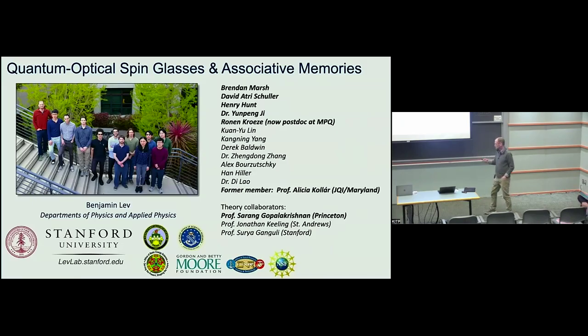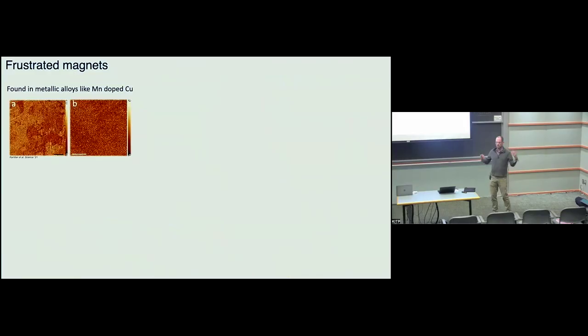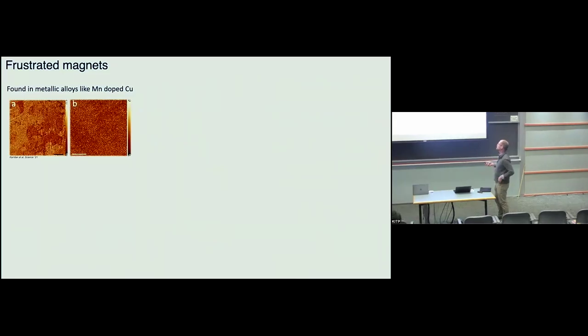Okay, so good. So let's start with the spin glass. So spin glasses are frustrated magnets. They are found in everyday materials, so if you take manganese, which is magnetic, and dope it into copper, and you just grow this crystal, you can get one instance of a spin glass, another instance of a spin glass. It's not easy to see the actual spins. You can't. These are just big domains.